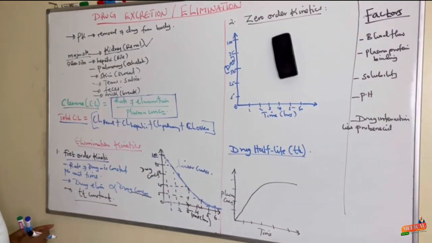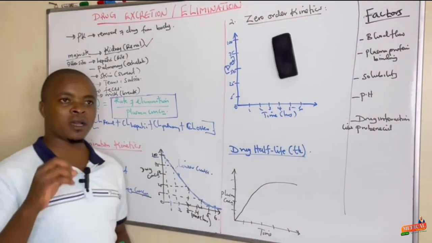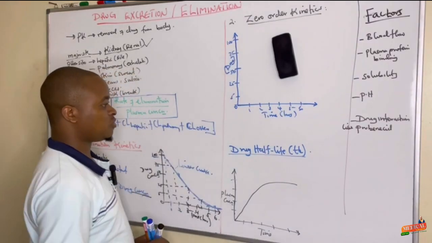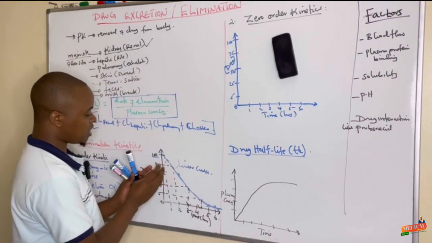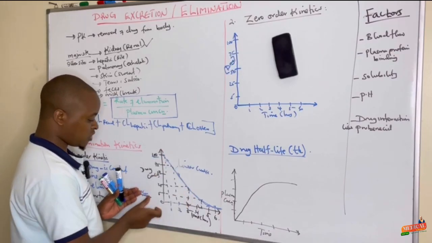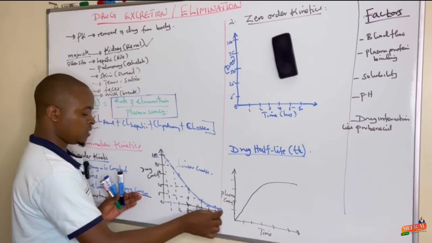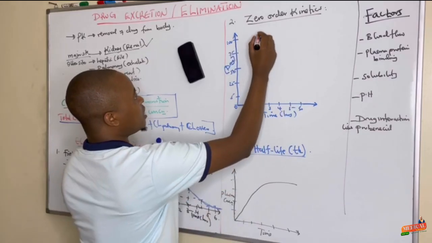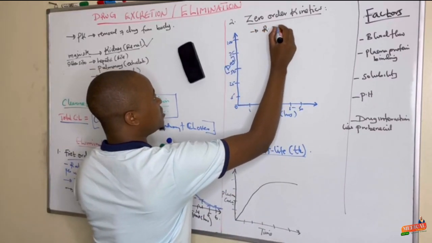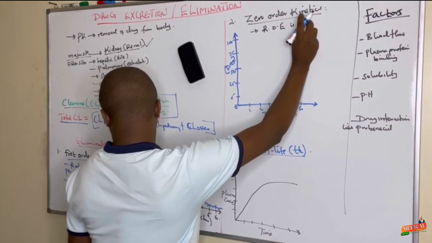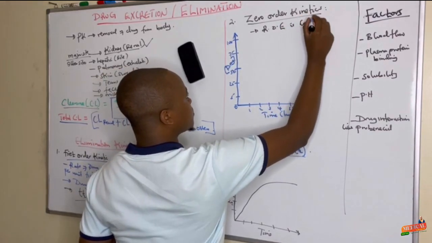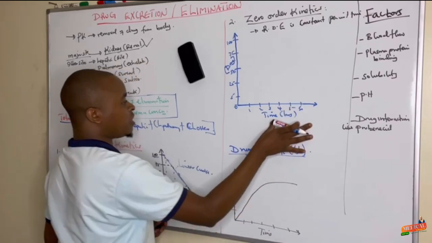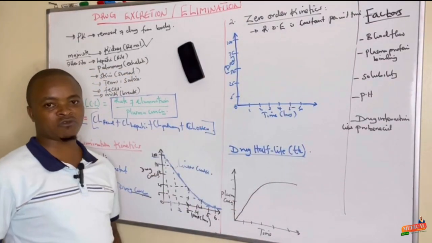So this is what we can discuss under first order kinetics, whereby the rate of elimination depends on the drug concentration. When the drug concentration is high, the rate of elimination is high. When drug concentration is low, the rate of elimination is slow. This is different from zero order kinetics, whereby the rate of elimination is constant per unit time, constant per unit time.